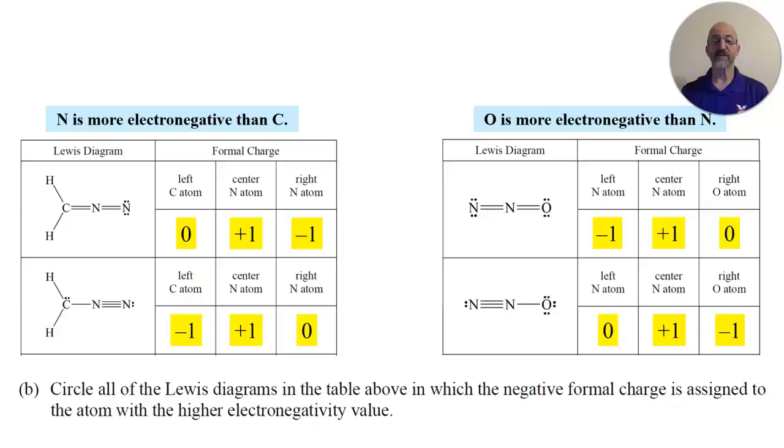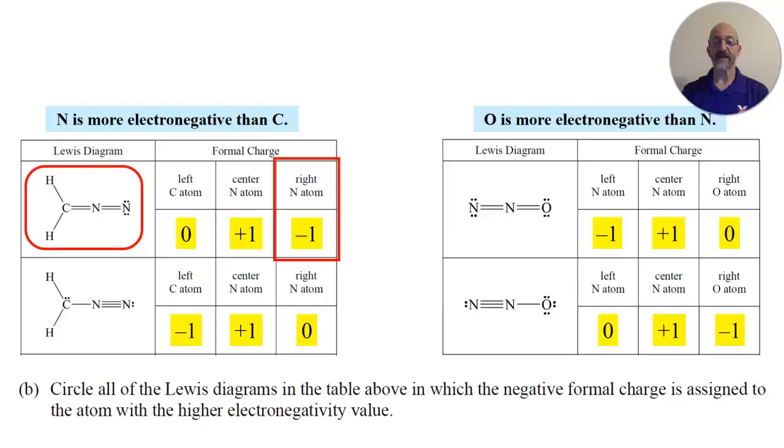So if nitrogen is more electronegative than carbon, then the preferred structure would be the one in which the negative formal charge is on the nitrogen atom. So right here, I'm going to circle this particular Lewis diagram in which the negative formal charge is on the atom that has a higher electronegativity value.